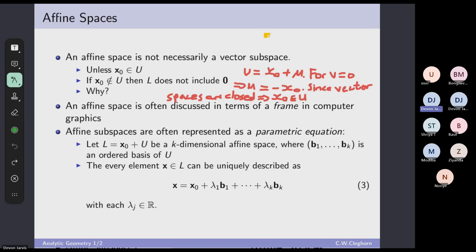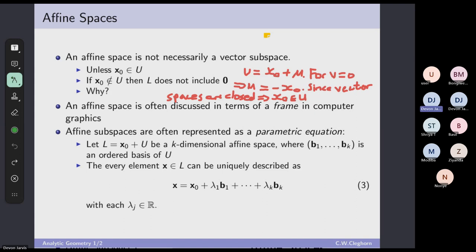So what we want is to be able to take a vector space and shift it away from the origin in a way that gives us more flexibility. An affine space is often discussed in terms of frames in computer graphics. Again, this is a way of representing graphics on a computer, such that you have this fourth dimension that allows your character to move in and out. That's usually what's going on with this affine space.